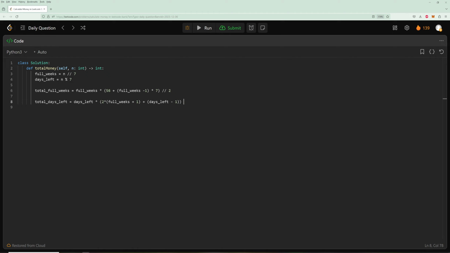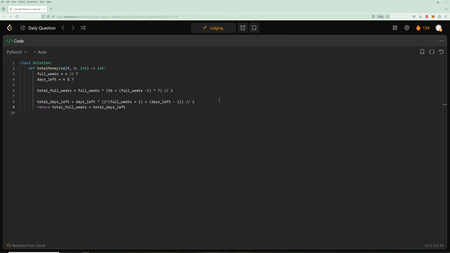Okay, and then we also need to get the average here. So we got the average, multiplied by the length of the sequence, and finally we just return both of these added together. And there we go.